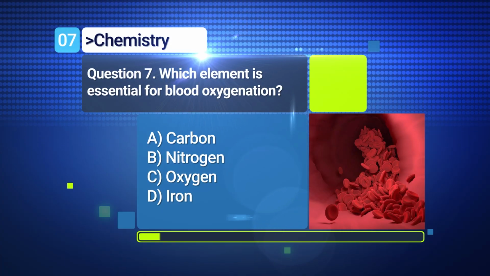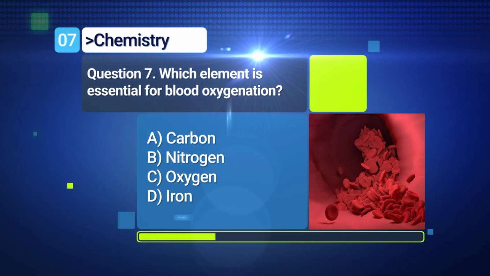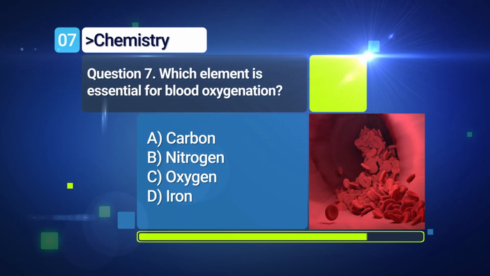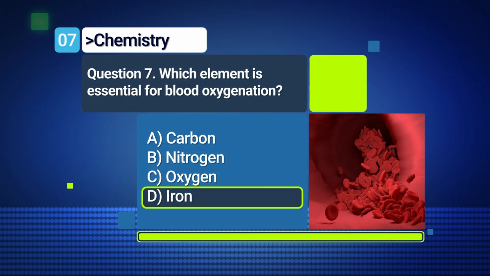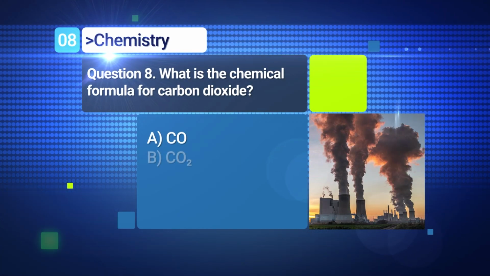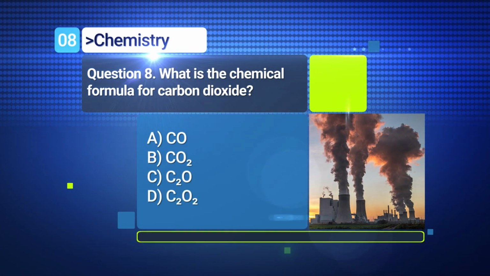Question 7. Which element is essential for blood oxygenation? A. Carbon. B. Nitrogen. C. Oxygen. D. Iron. Answer: D. Iron.